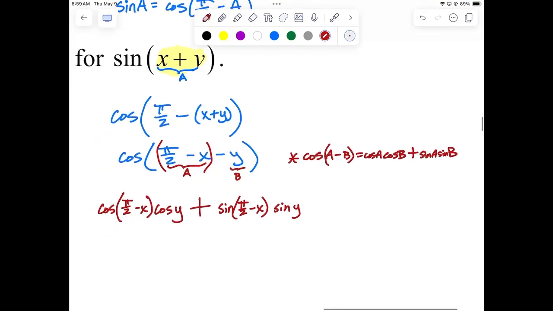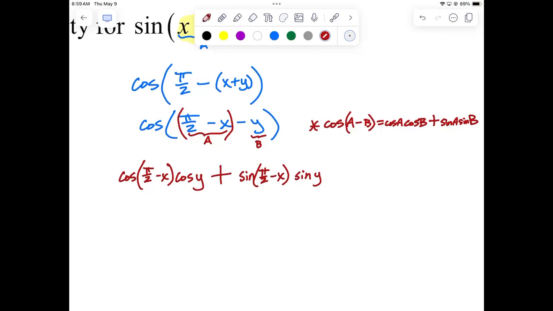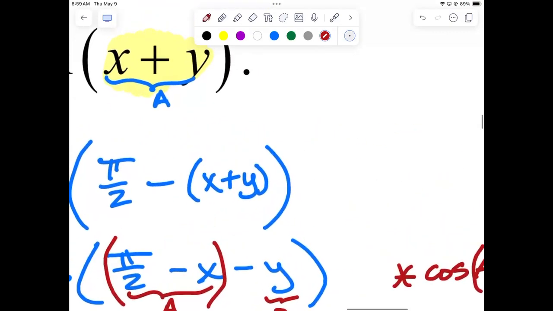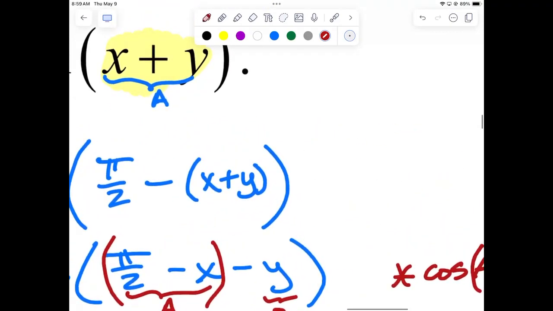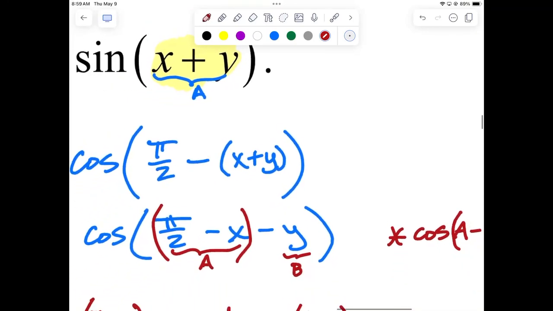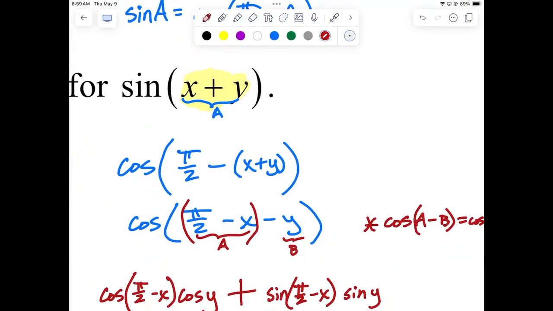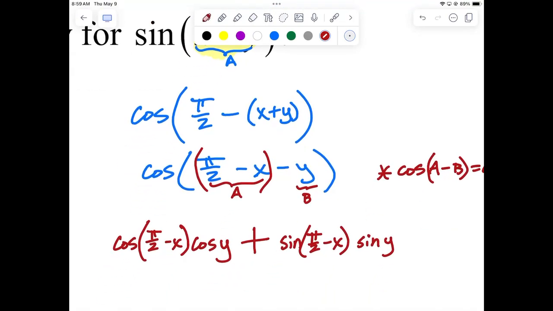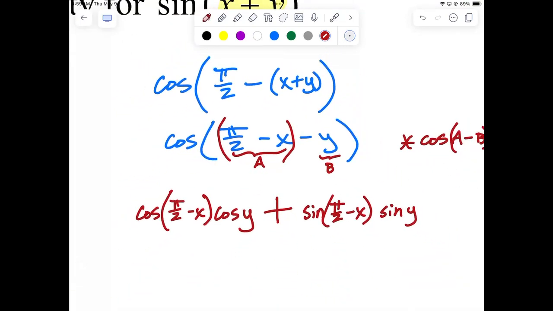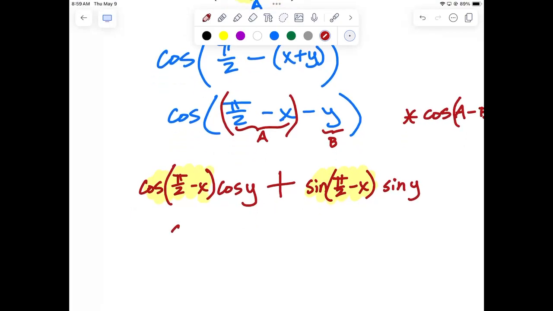Could you group x and y together as well? That's how we started. We started by grouping x and y together. So could you not split it up from there? I can, but it wouldn't give me the result I wanted. The reason I wanted to group the pi halves minus x together, Brady, is so that when I get to this step here, it turns into the cofunction identity. Cosine of pi halves minus x now turns into sine of x times cosine of y, plus sine of pi halves minus x turns into cosine of x sine of y.